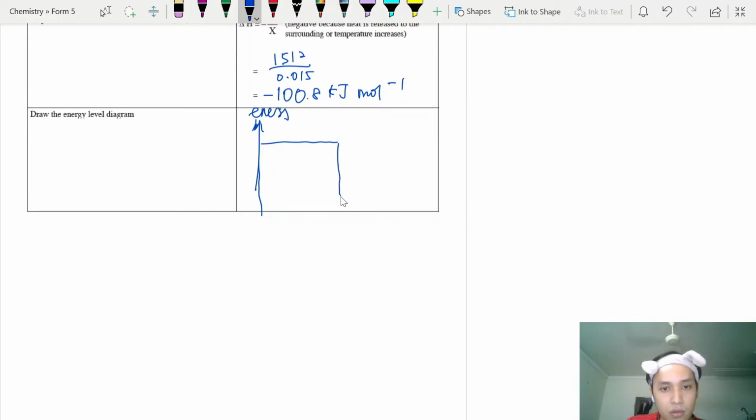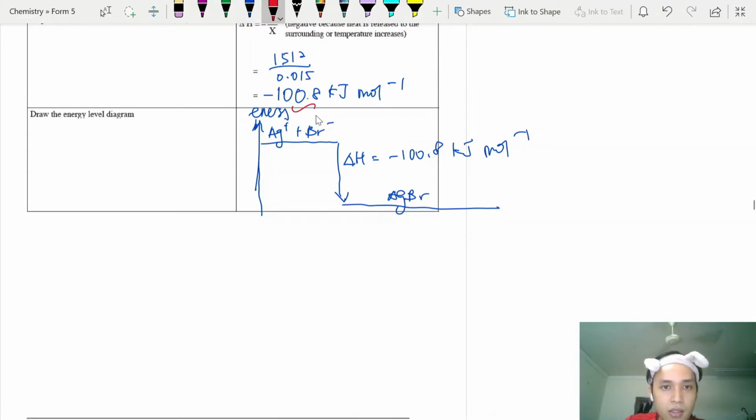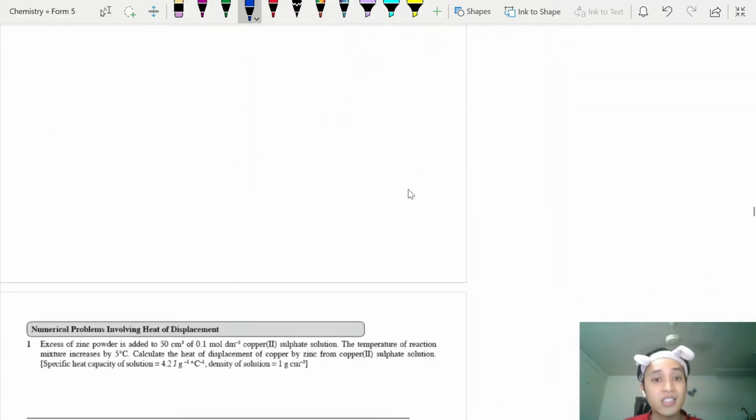Exothermic, so going down. Just quickly draw for you. So this one just now is Ag and Br negative. This one we get AgBr. Heat of reaction calculated is this one. Alright, so let me check. The group, term, product, heat of reaction, arrow. Okay, done. So that is how you calculate.